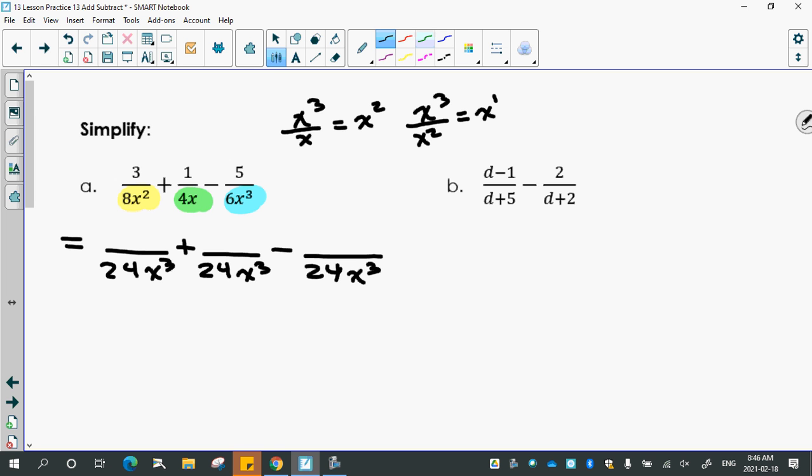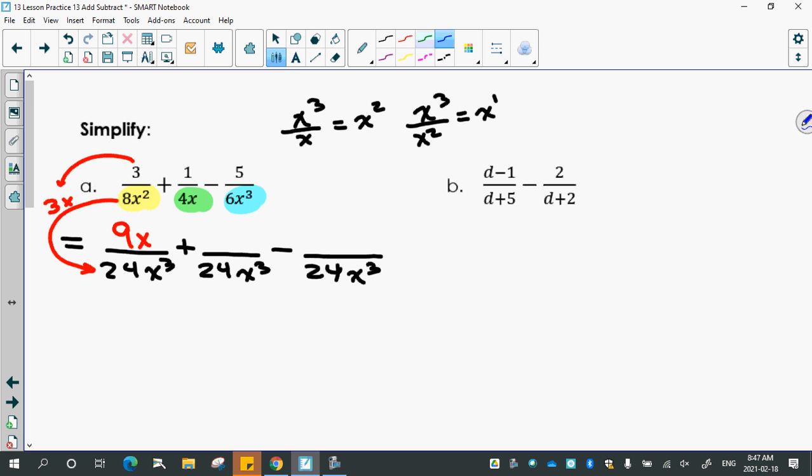So then I have to adjust the numerators. So I have to think to myself, what do I need to multiply 8x squared by to get 24x cubed? 3x. So if I didn't know that, I could do 24 divided by 8 to get the 3, x cubed divided by x squared to get the x. Okay, you can always divide. Well, that means I have to multiply 3 by 3x to get the numerator to make an equivalent fraction. So the numerator becomes 9x.